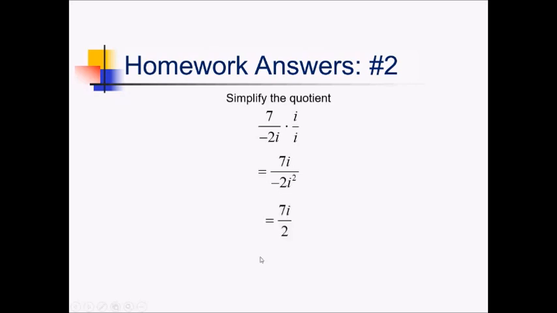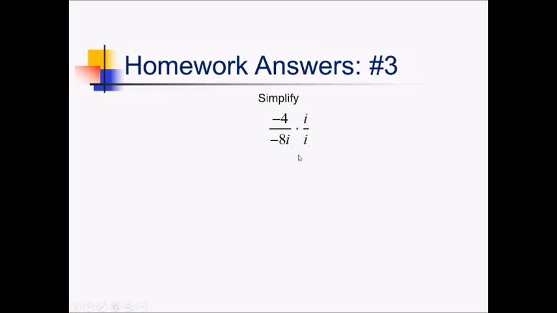To simplify this quotient, we're going to multiply by i over i, since we just have a single term in the denominator. So that's going to give us negative 4i over negative 8i squared. And now we simplify that i squared to negative 1. So negative 1 times negative 8 gives us positive 8. And then we can reduce the 4 over 8 to 1 over 2. So when the dust settles, we still have a negative i in the numerator and a 2 in the denominator.